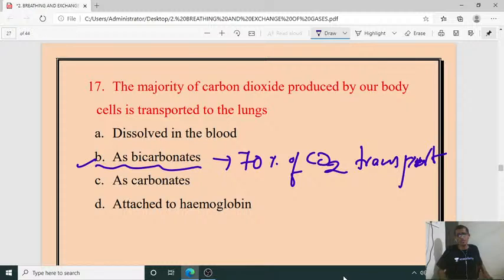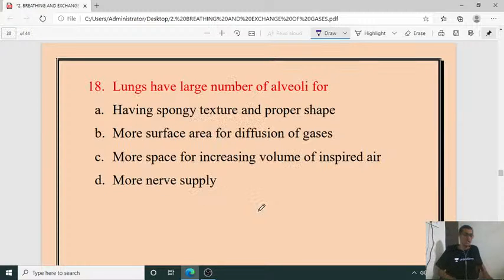Dissolved in the blood is about 10%. Attached to the amino group of hemoglobin as a carbamino compound is about 20%. So C is not relevant here. About 70% is bicarbonate, about 10% is dissolved in the plasma, and about 20% is attached to the hemoglobin amino group as a carbamino compound. Yes, next question, number 18.